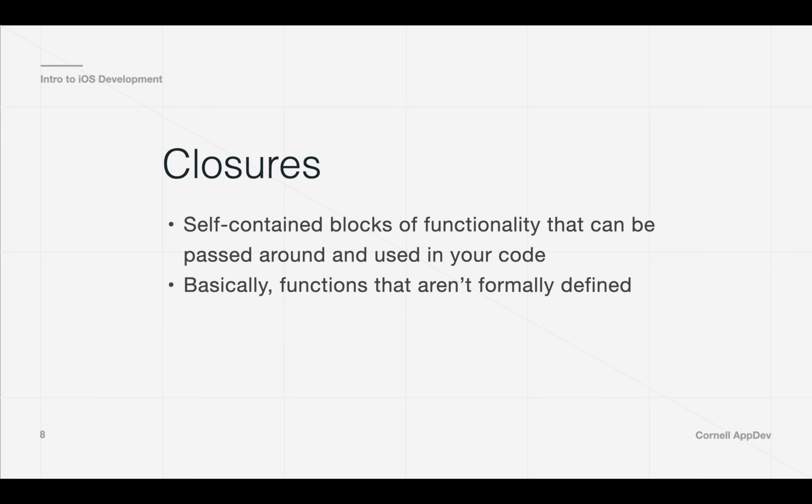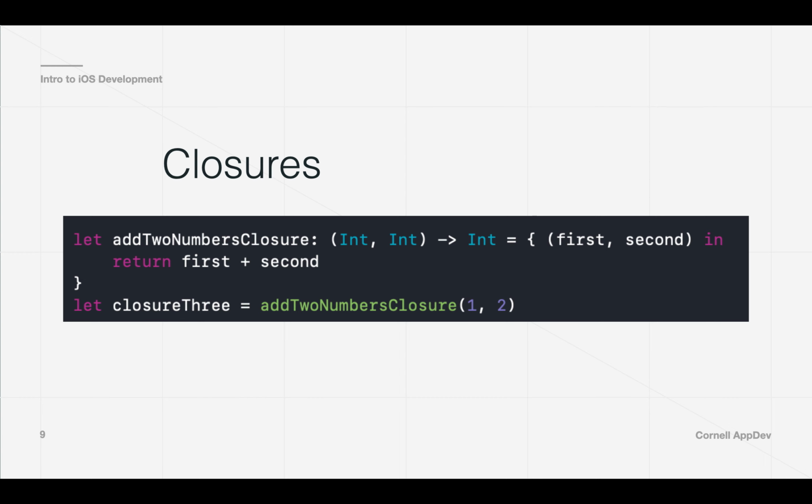Usually to define a function, we do func, then the function name, all the parameters, and then the return type. But it's a little different for closures. You'll see here that in the first line, we're actually creating a variable. We're calling let addTwoNumbersClosure. So a closure is being stored as a variable, and that's how we're passing it around. But the rest of it has very similar syntax to creating a function. It just takes in two integers and returns an integer.